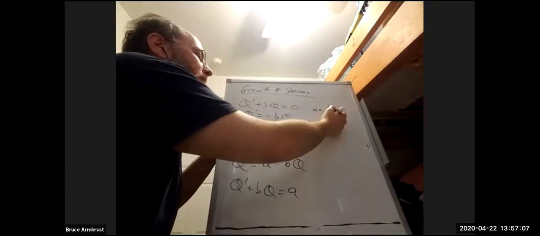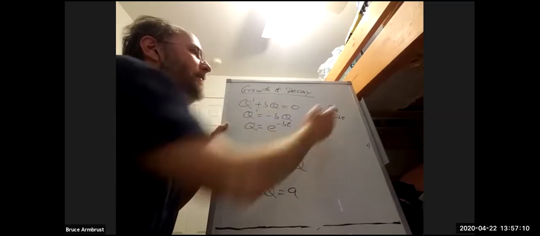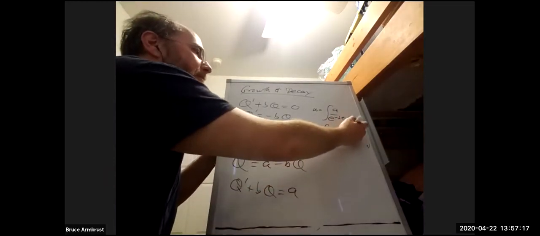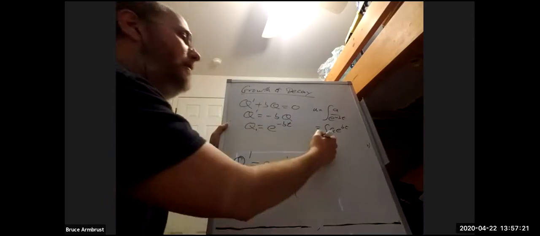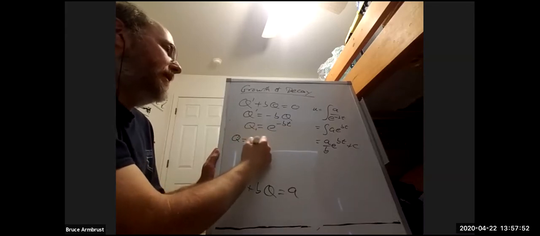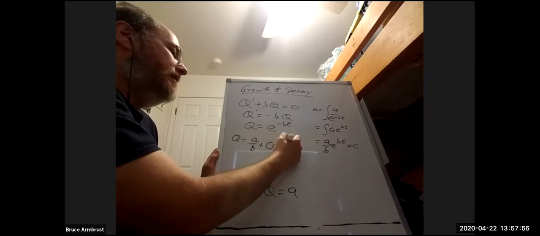So U is going to be the integral of A over E to the minus BT, which is the same as the integral of A E to the plus BT. I think that'll just be easier to integrate. So this becomes A over B, E to the BT, plus C. Now we multiply that by the E to the minus BT, and so what we end up with is Q equals A over B plus C E to the minus BT.